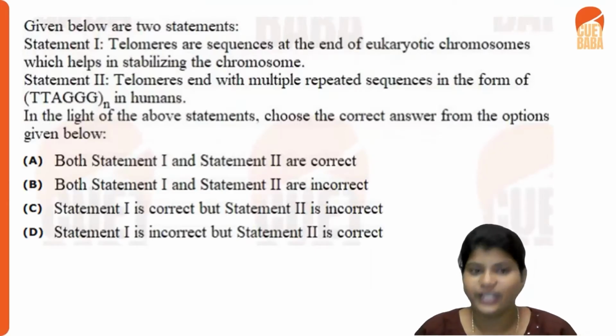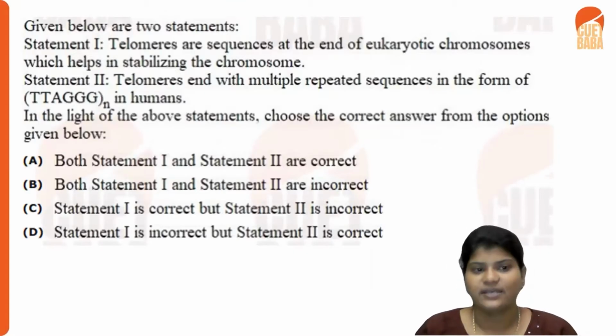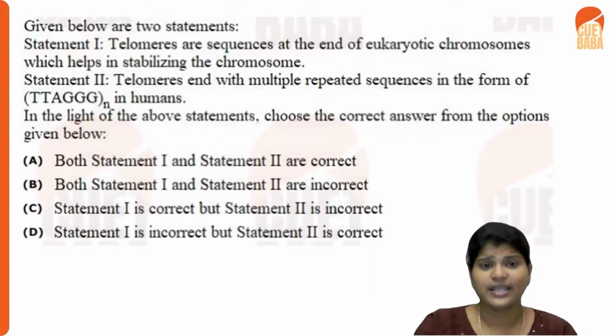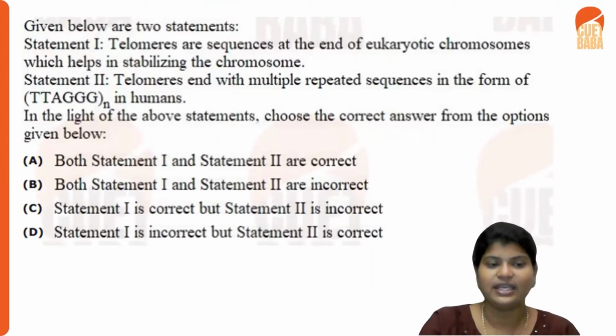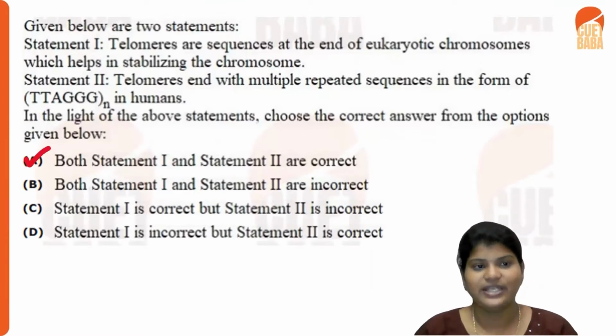Statement 1: telomeres are the sequence at the end of the eukaryotic chromosome, which helps in stabilizing the chromosome. And statement 2: telomeres end with multiple repeat sequences in the form of TTAGGG in humans. So we need to identify which statement is correct.